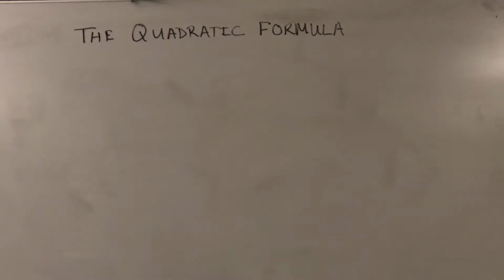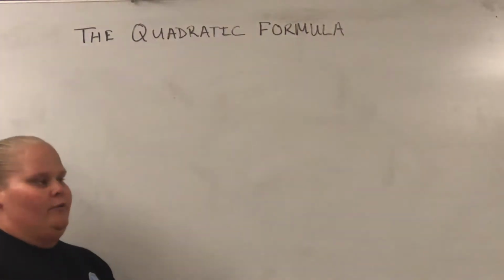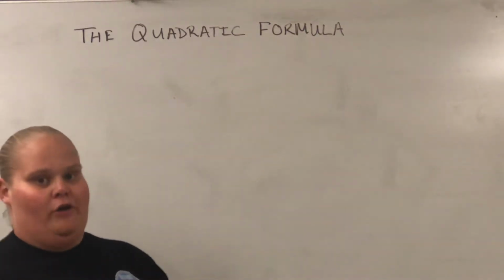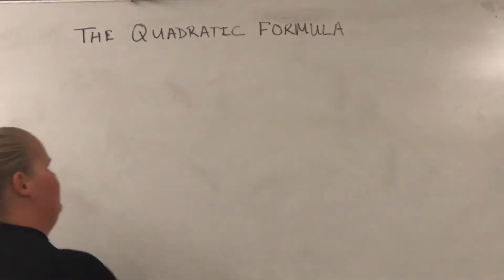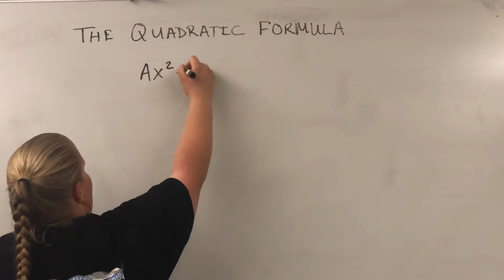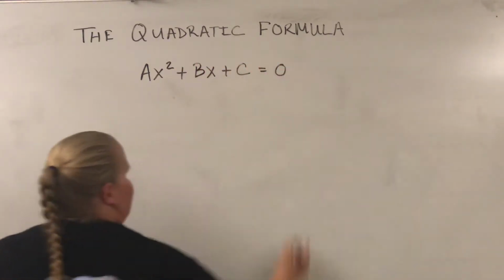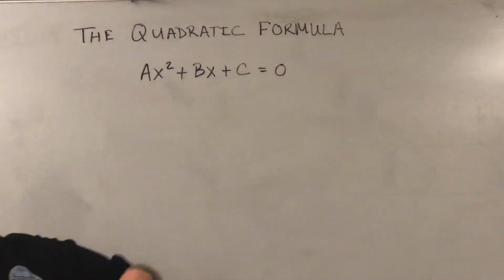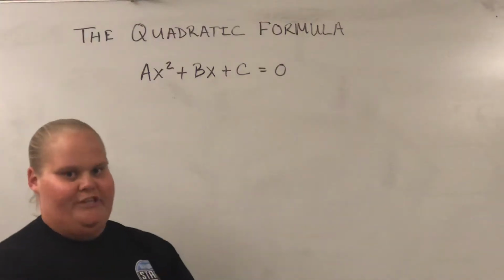Alright, so today we're going to talk about how to solve quadratic equations using the quadratic formula. Now, rather than factoring or completing the square, we can use an actual formula to solve a quadratic equation. Quadratic equations are normally set up in the form of ax squared plus bx plus c equals 0. Okay?